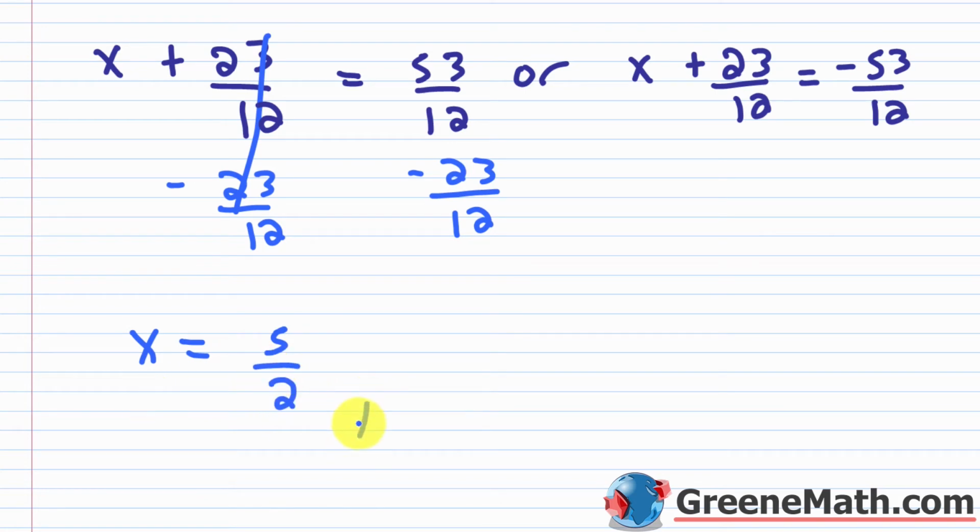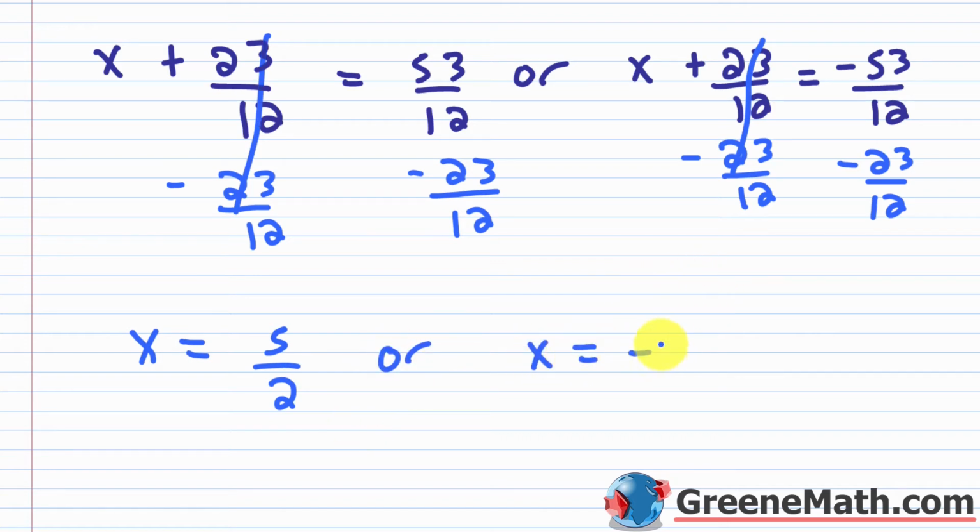Another solution, if I go over here, if I subtract 23/12 away from each side of the equation, then this cancels. You're going to get that x is equal to negative 53 minus another 23, which would give me negative 76. So let me write this down here, and I'm just going to put or instead of the comma. So x equals negative 76 over 12. I know that 76 divided by 4 is 19, so I could write this as negative 19, and 12 divided by 4 is 3. So I have two solutions, x equals 5 halves, or x equals negative 19 thirds.